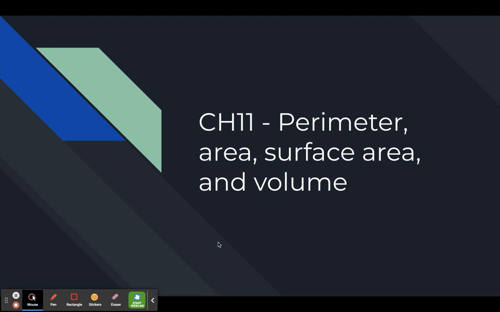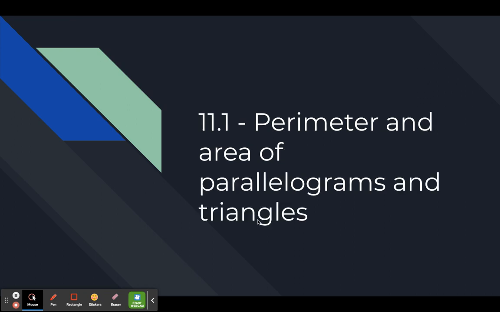Once again, similar to chapter 10. Chapter 11, we will not have a test, but the things from chapter 11 will be on the final, so keep that in mind. Chapter 11 is on perimeter, area, surface area, and volume. And today, specifically for 11.1, we're just going to be talking about perimeter and area of parallelograms and triangles.